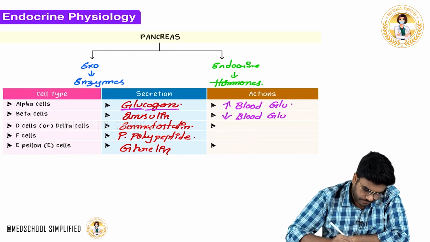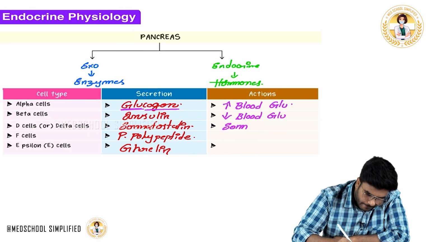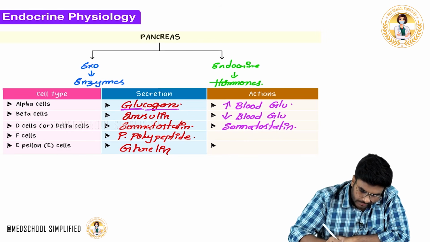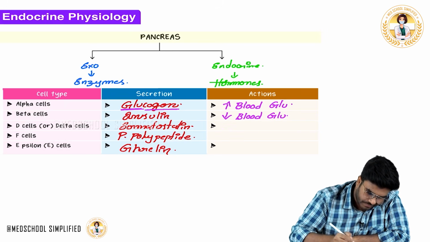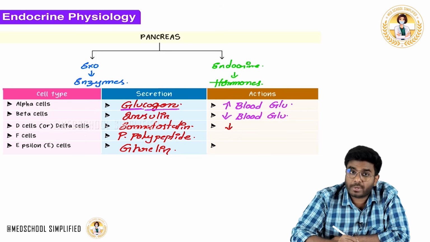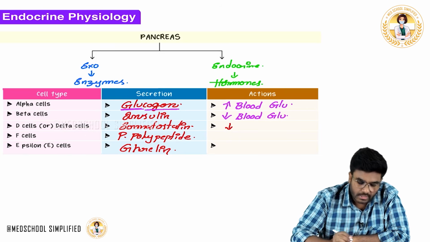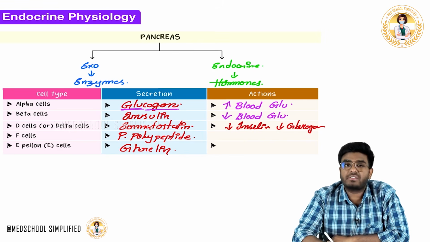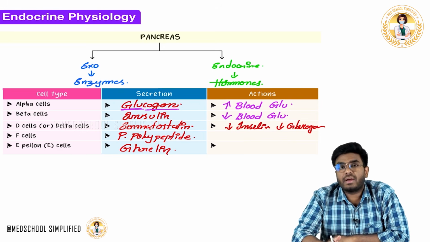Now let's talk about the delta cells. Delta cells produce somatostatin. We have already discussed this. So what is somatostatin going to do? Wherever you see the word somatostatin, statin means inhibition. It decreases everything. Somatostatin decreases insulin, and it decreases glucagon. So it decreases both insulin levels and glucagon levels.